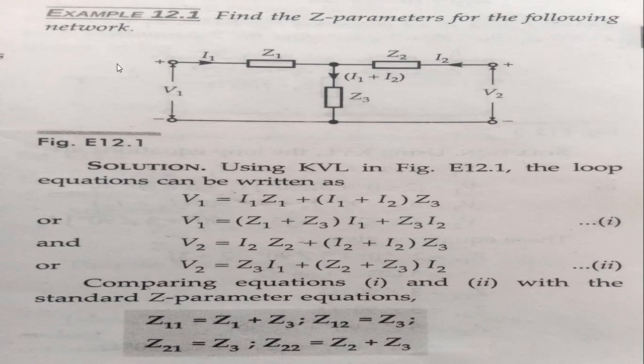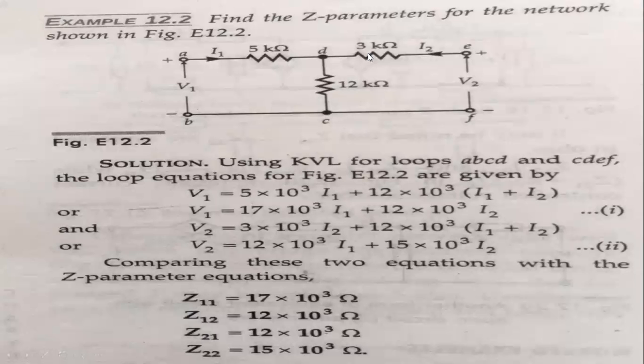So if I am looking from this side, it is Z11, and from this side Z22. Now the middle part will be Z21 and Z12. Likewise, you can simplify the numericals. Now go for the next.